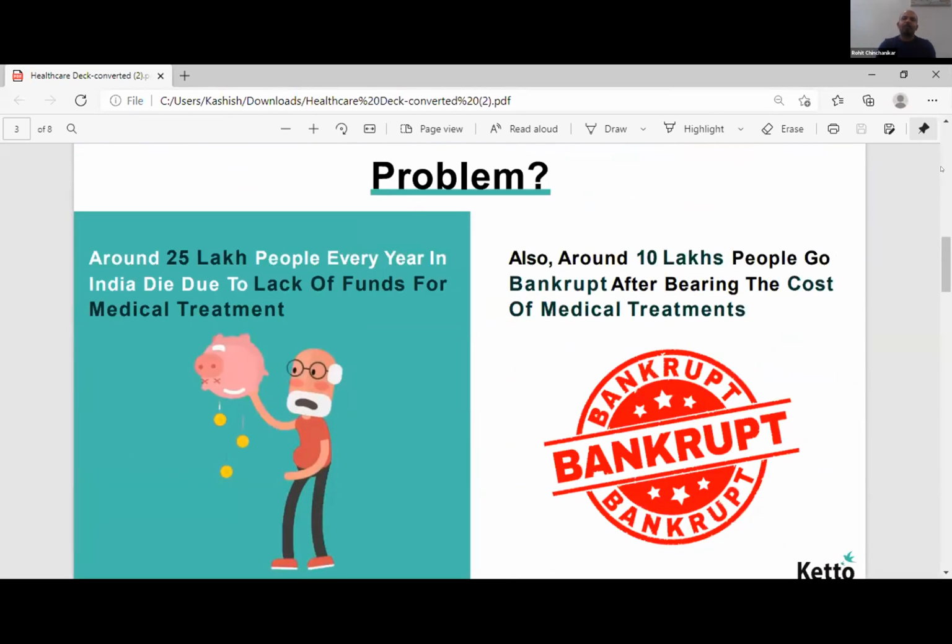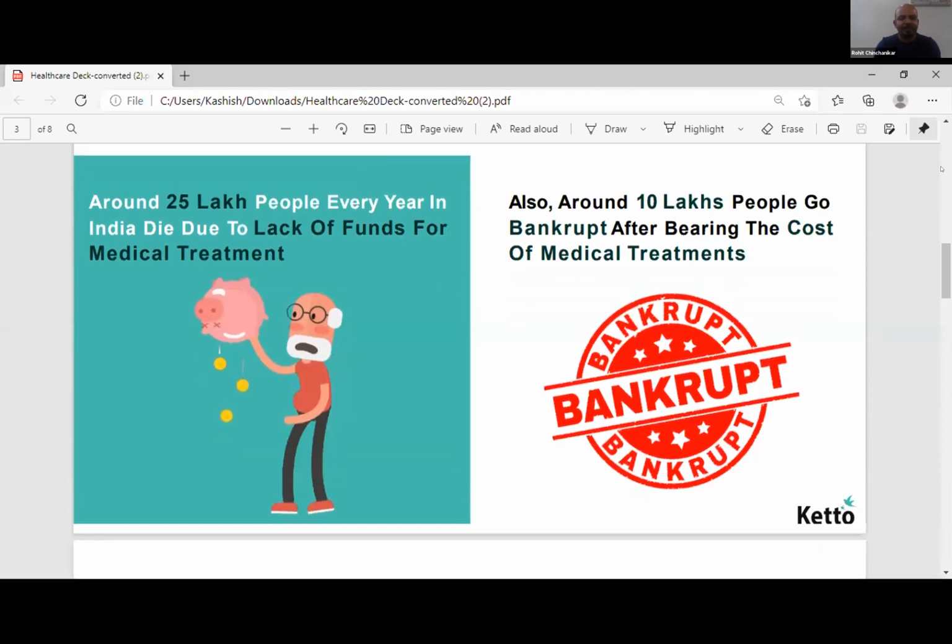So the problem here is that around 25 lakh people die in India. Why? Because these people do not have the funds for their medical treatment. That's why organizations like Keto believe that we can raise funds for underprivileged patients. Can we go to the next slide, please?